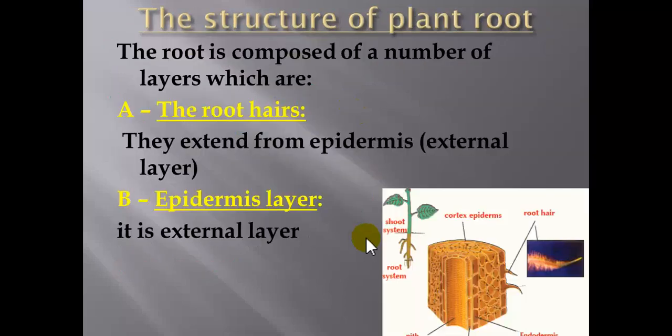What is the structure of a plant root? A root is composed of a number of layers. At the first, root hairs. Root hairs extend from the first layer, which is the epidermis. Second layer, epidermis. The epidermis is the external layer, the first layer, from which root hairs extend.